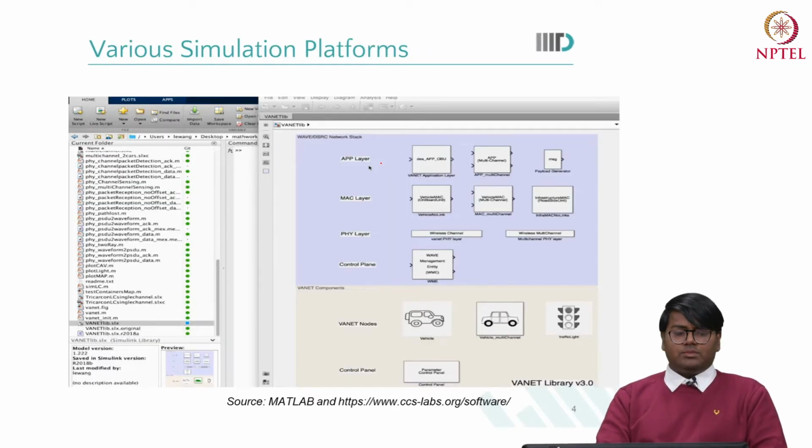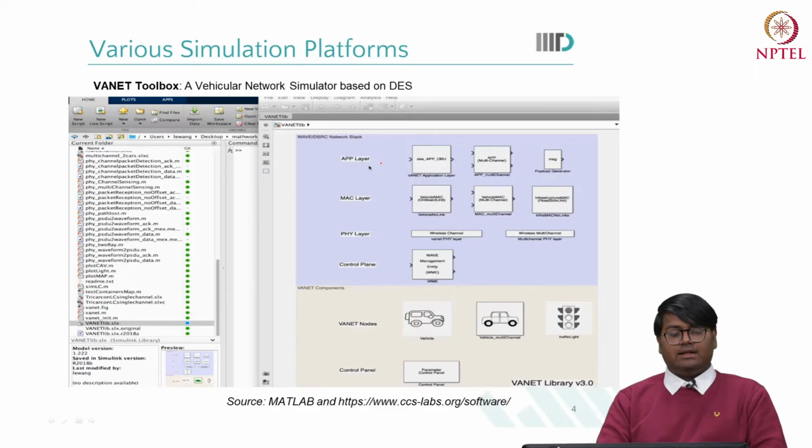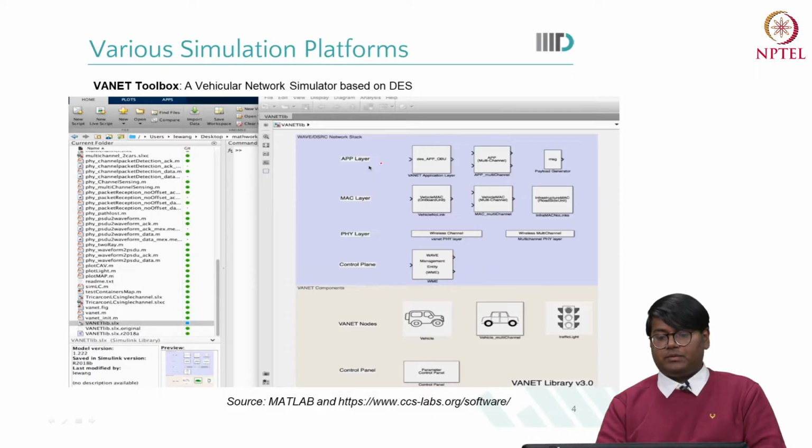When it comes to the physical layer, we have DSRC or WAVE, wireless access for vehicular environment, standards based AWGN channel and two-ray ground reflection model. So, these are the different models which are included in this physical layer. All these layers contain pre-built blocks which are independent discrete event based.